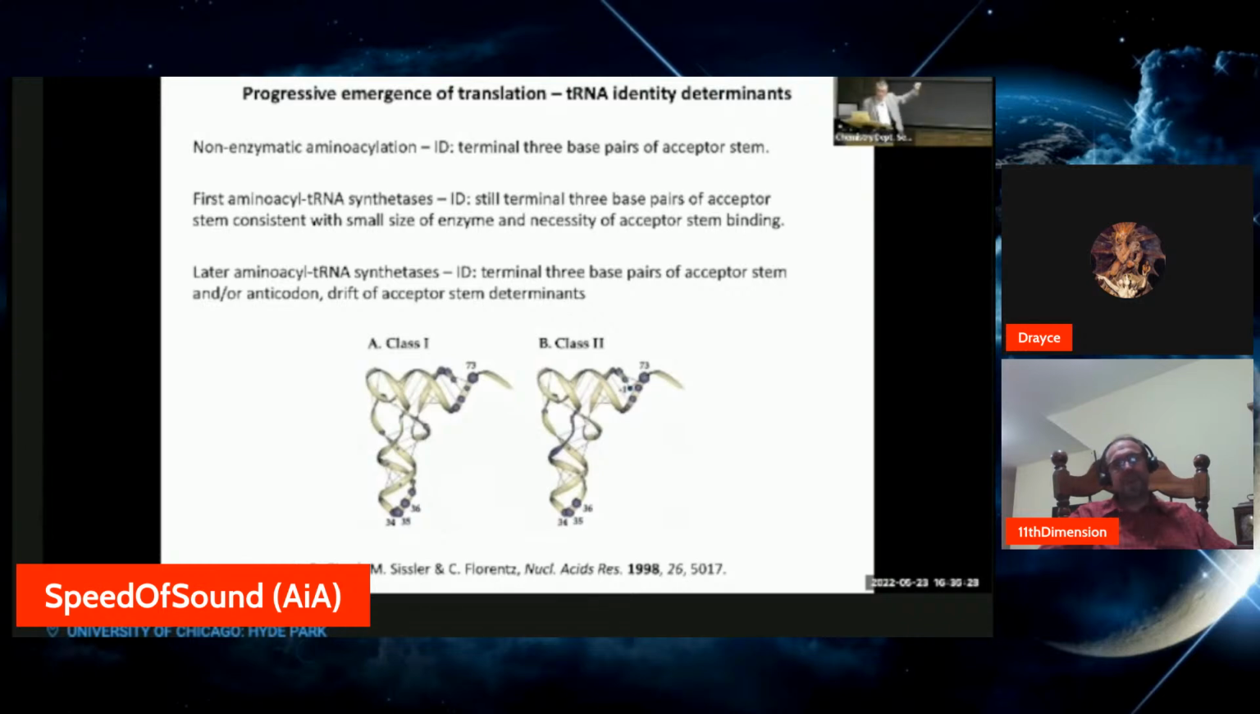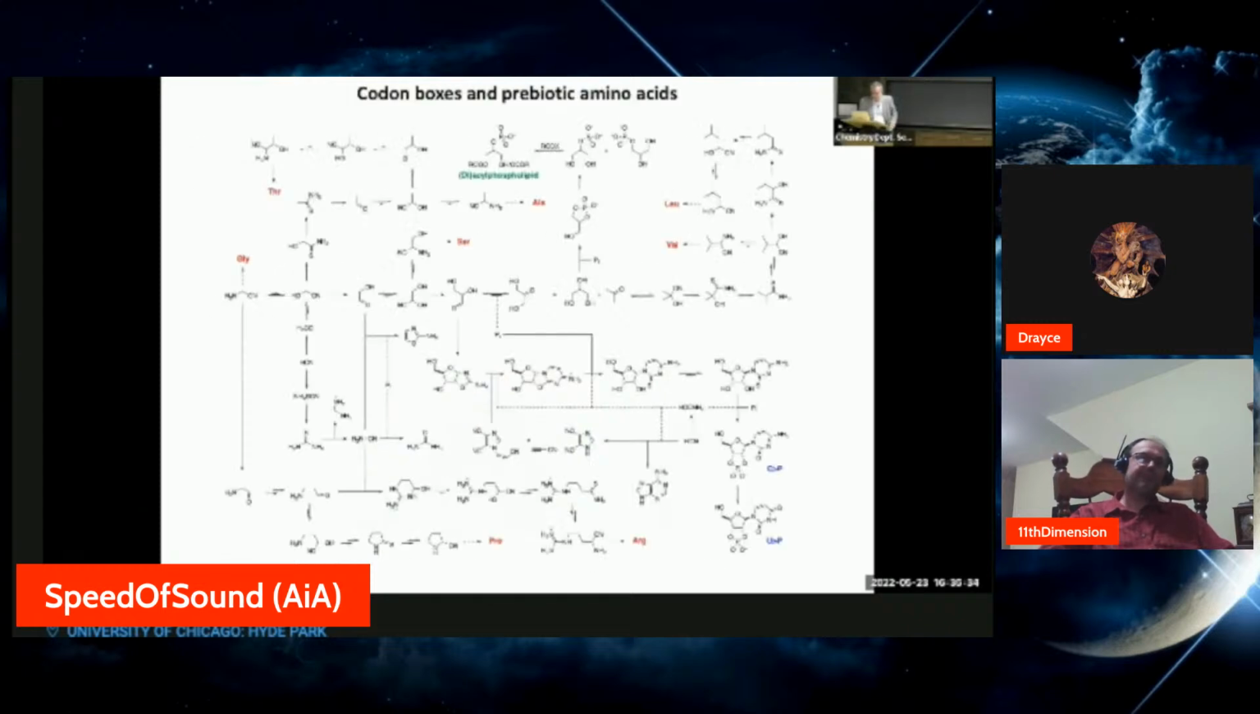And we think those are the primordial identity determinants. But it begs the question, if there's a deterministic second genetic code in the acceptor stem, what about the assignments of the amino acids to the classical genetic code? And that's when we started thinking, okay, well, let's look at the amino acids we can make. As I've said, there are these 8 amino acids we can make, shown in red.